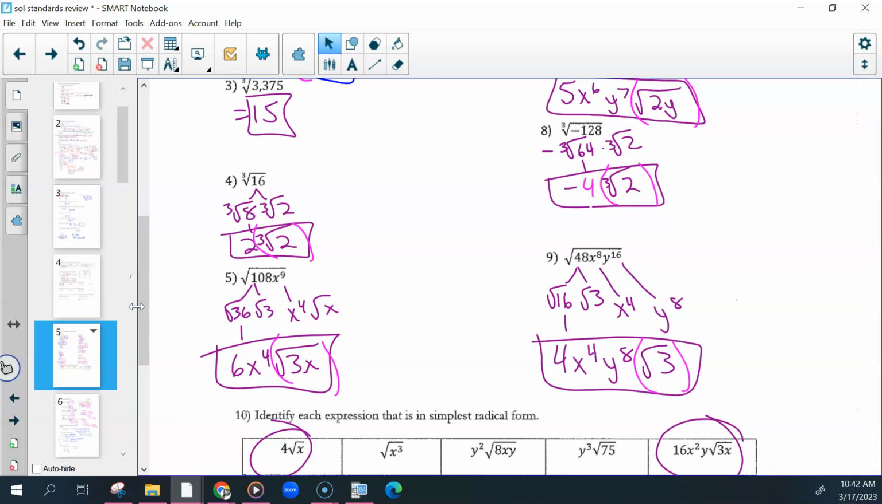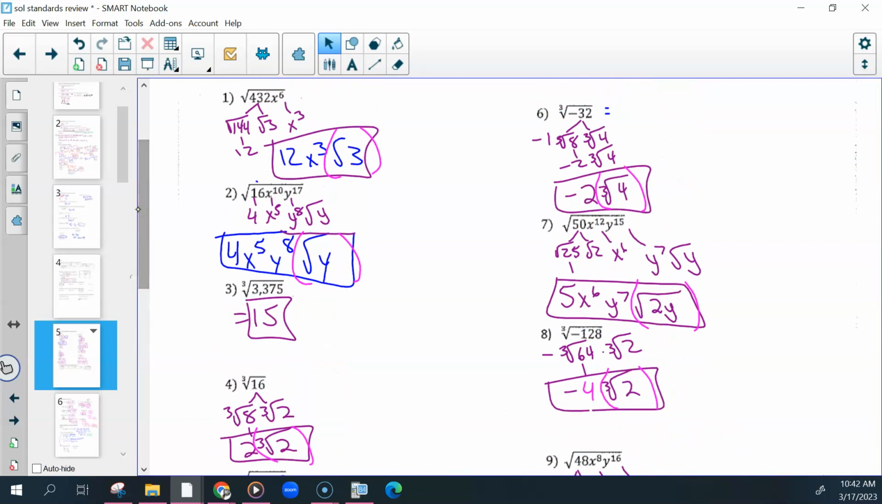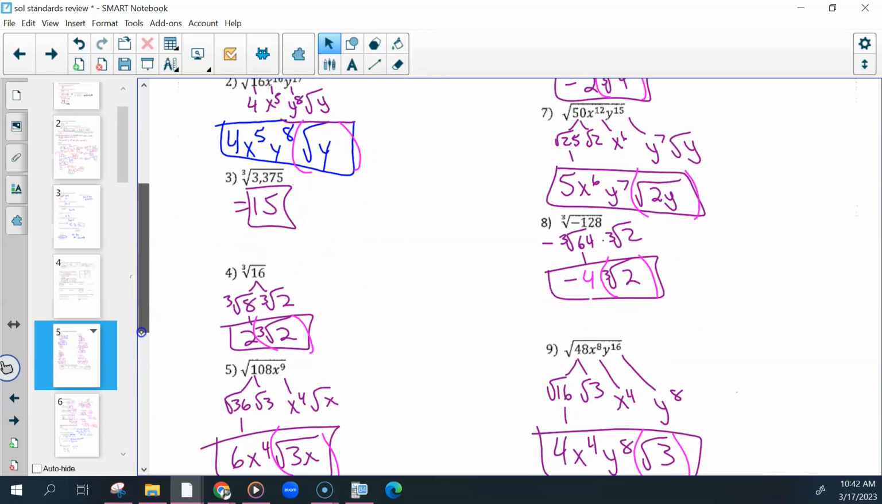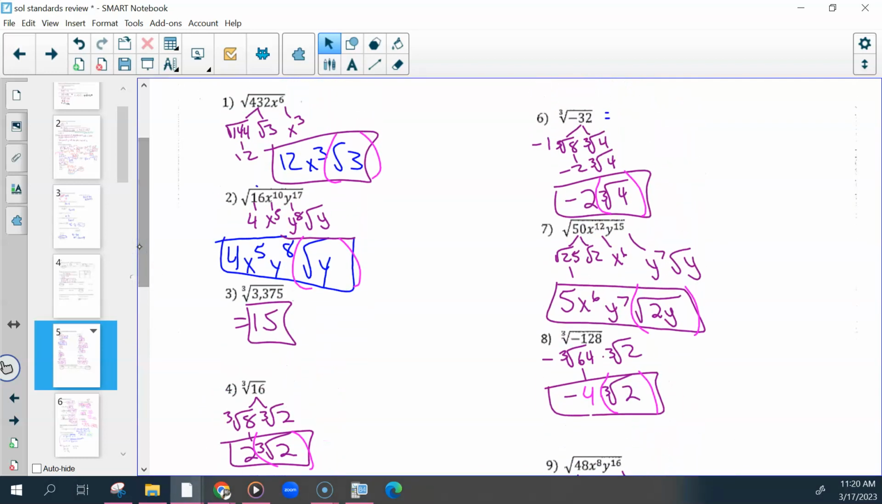Questions on any of those? And then once we go through 1 through 9, I'll show you how you could check that in Desmos. So then we'll talk through the rest when we get back. You can start writing down the other answers if you haven't already. 6 was negative 2 times the cube root of 4. 7, 5x to the 6, y to the 7 times the square root of 2y.